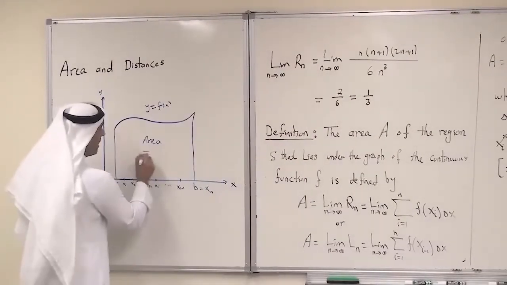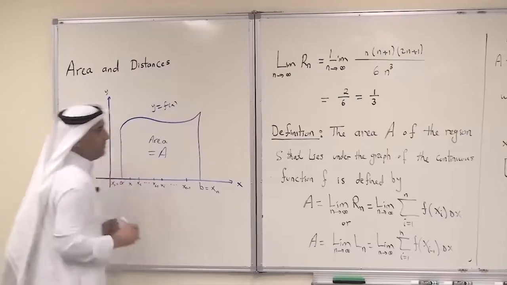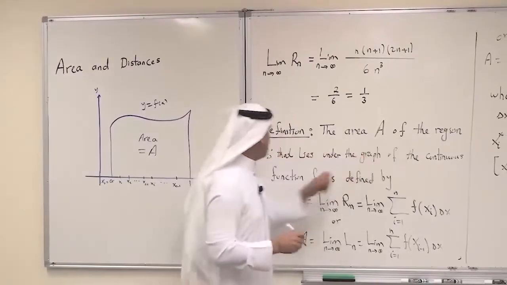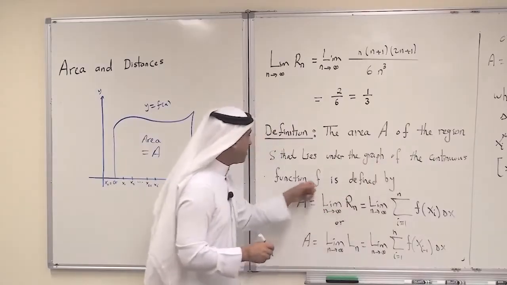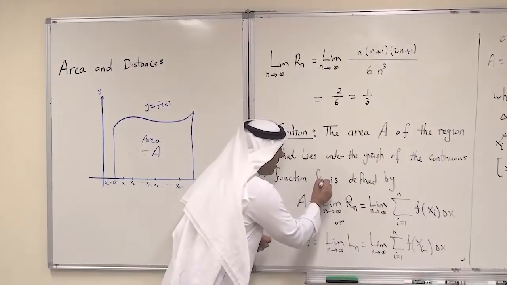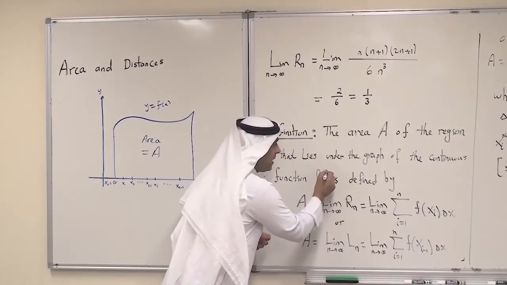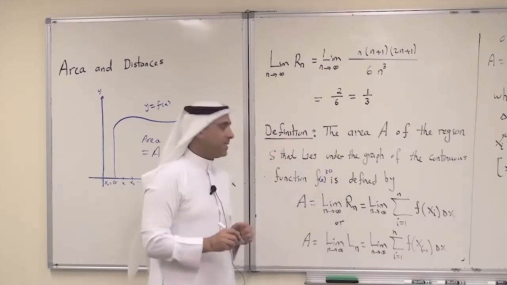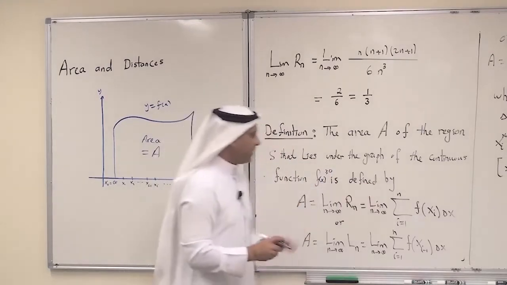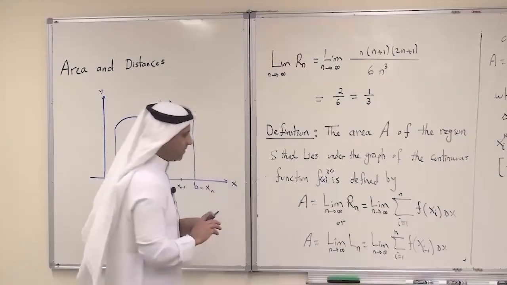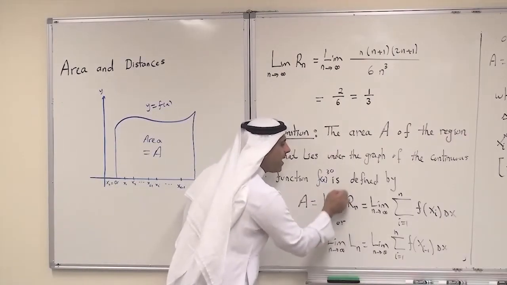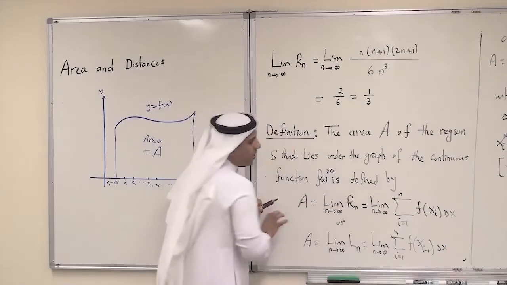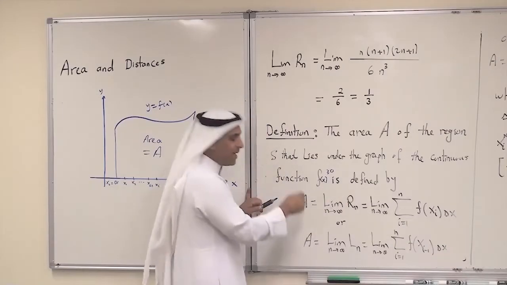So the definition says the area A of the region, this is the region A or the area A, and this is the region S. So the area A of the region S that lies under the graph of the continuous function f of x, of course here we are assuming that this is always greater than or equal to 0, above the x-axis, is defined by the following. Now let us look at the definition. It says you can find the approximation by right endpoints and you push n to go to infinity. You get an exact area.